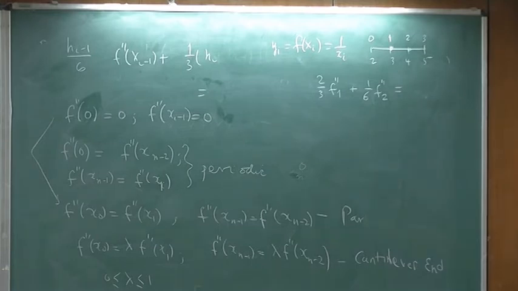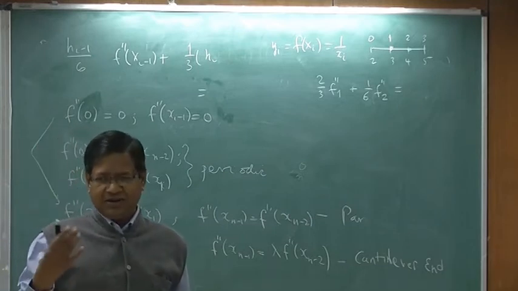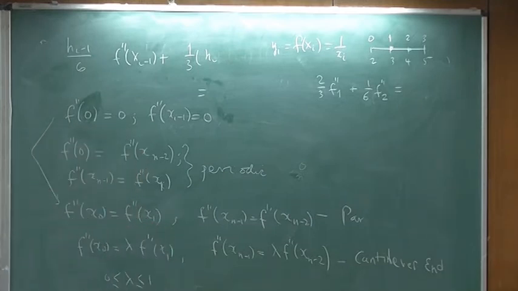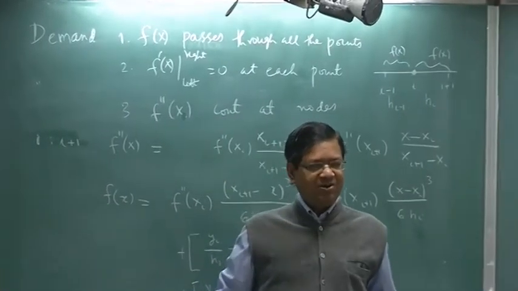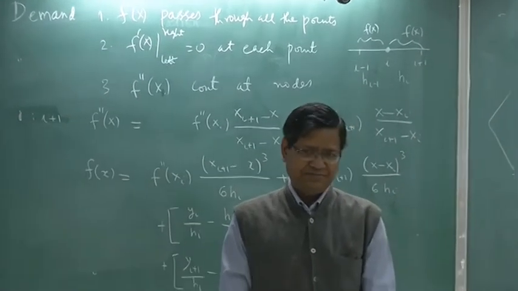Now for the end points, I will say that you use free boundary condition. Okay, so you'll get all the 4 f double prime, and from that you construct this f(x) and plot it. And how good does it fit with 1 by x? Okay, so that homework is clear.